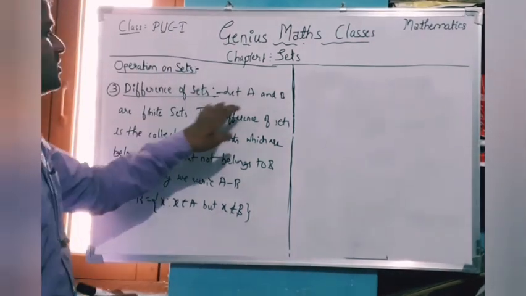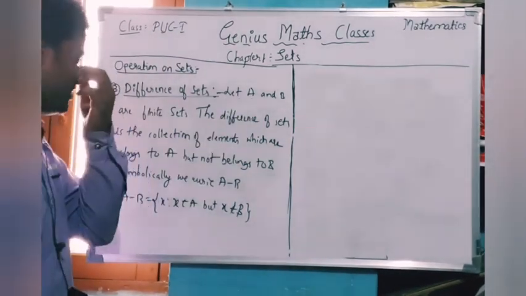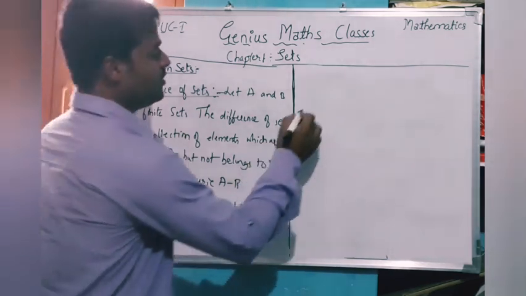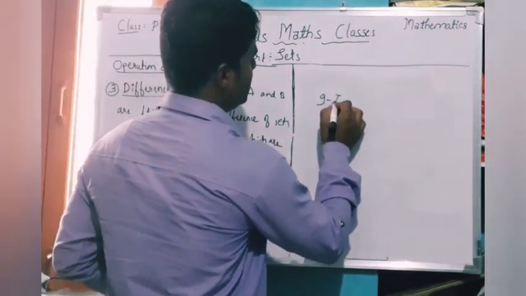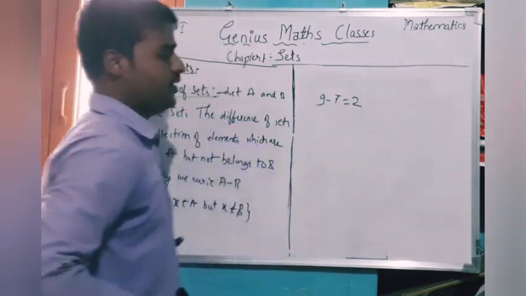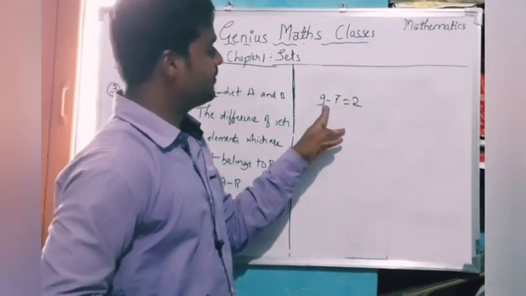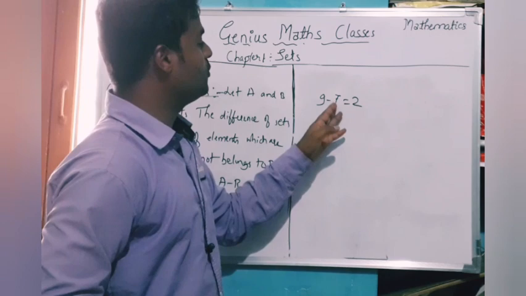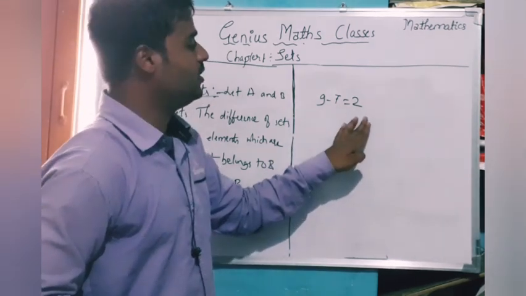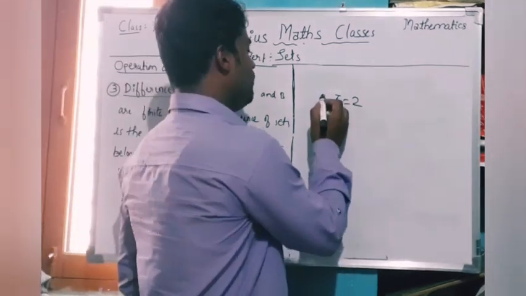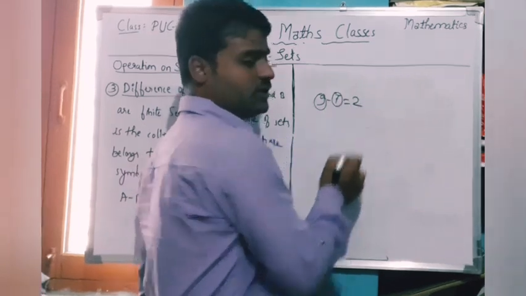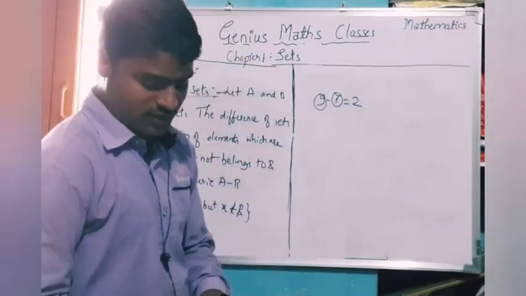So what does the difference of sets mean? We know the difference in number theory. If you have the numbers 9 and 7, the difference is 9 minus 7. So among 9 persons, if you remove 7 members, there remain only 2 members.